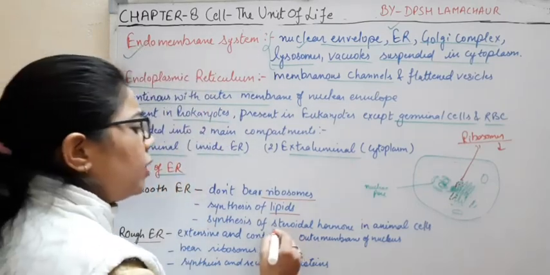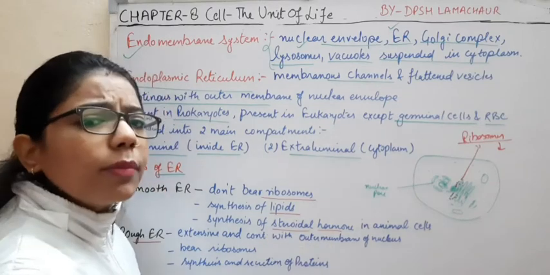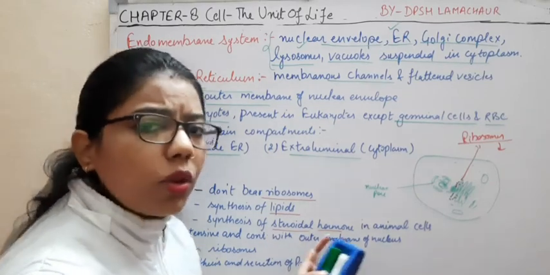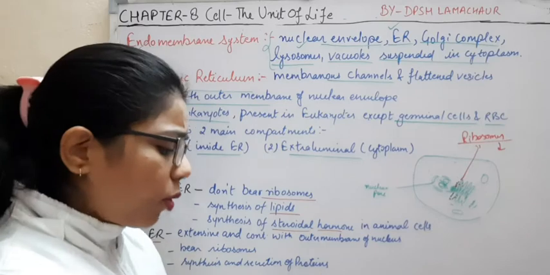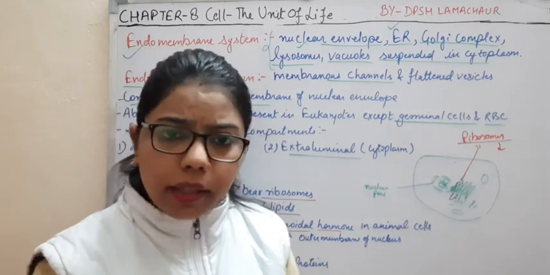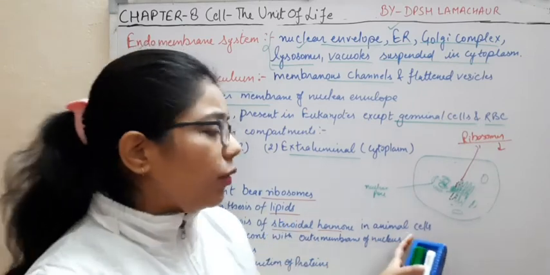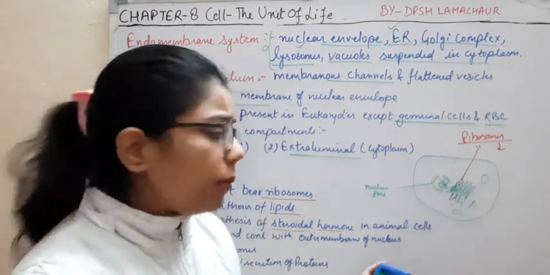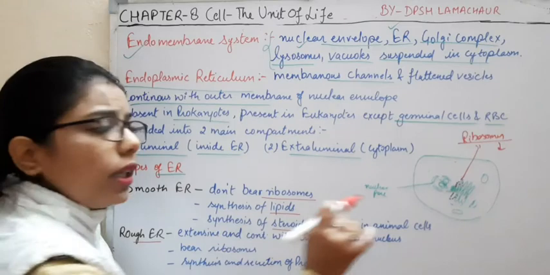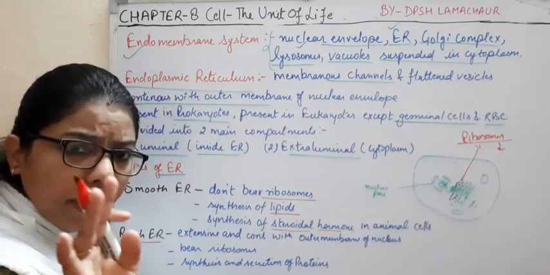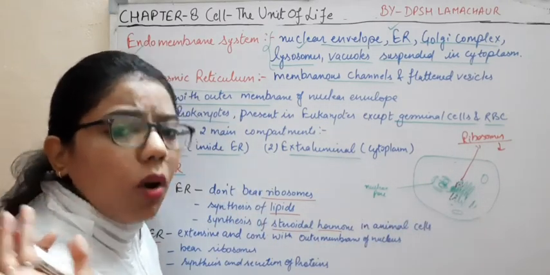Another one is this: they are also responsible for synthesis of steroid hormone. Steroid hormone also contains lipid. We all know that steroid hormone contains lipid, and we are talking about animal cells. So in animal cells, they are synthesizing the lipids as well as the steroidal hormone.